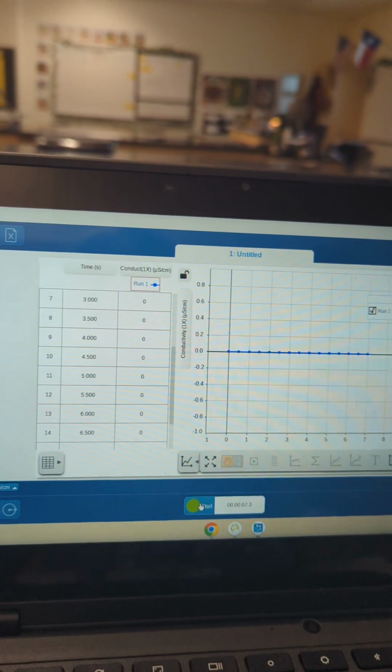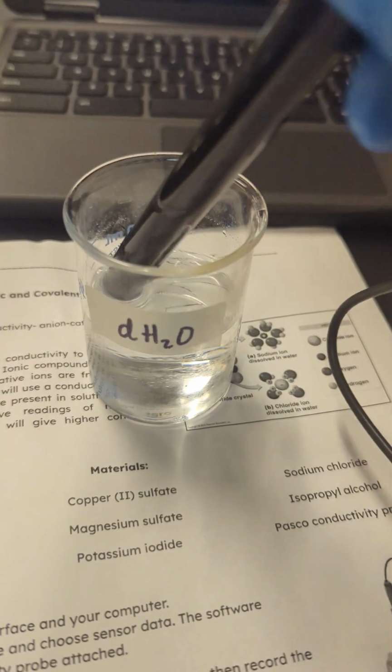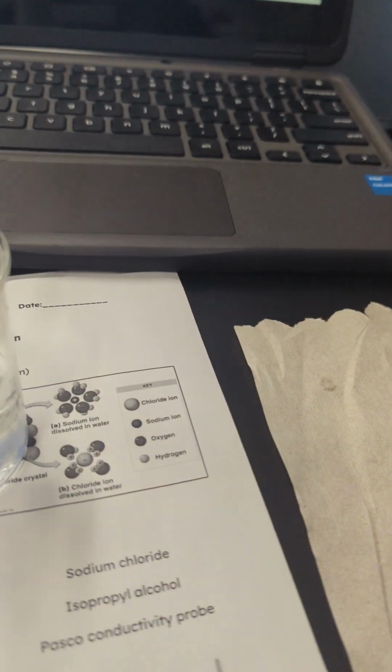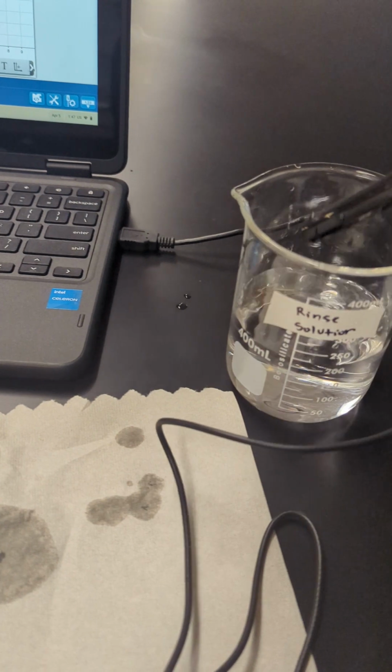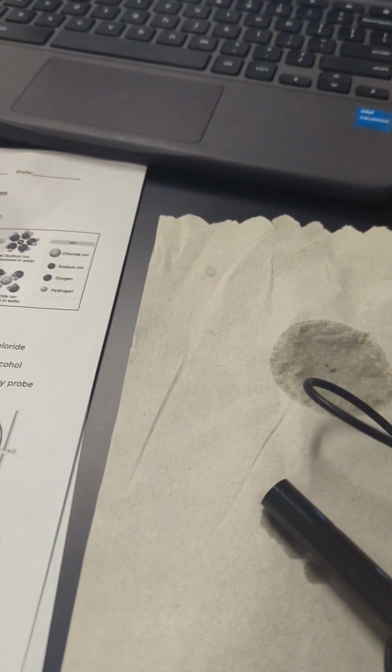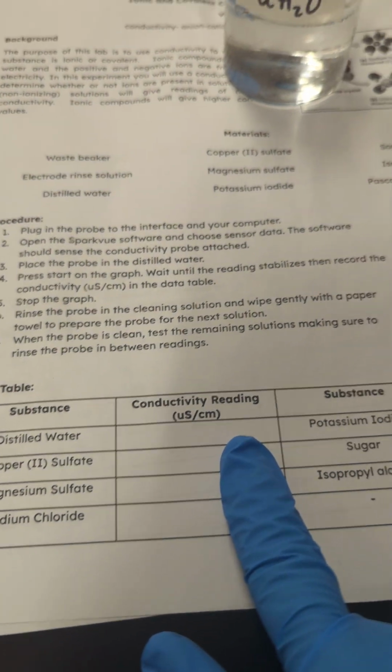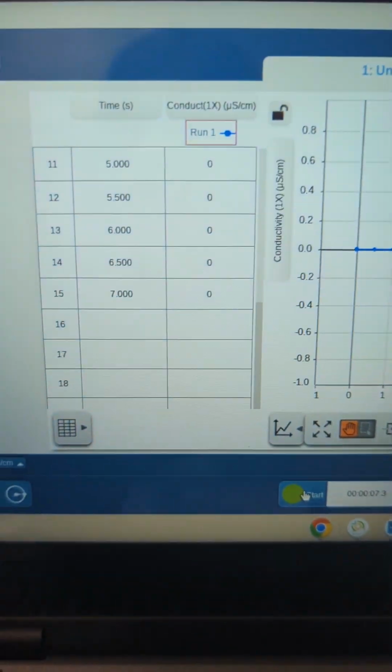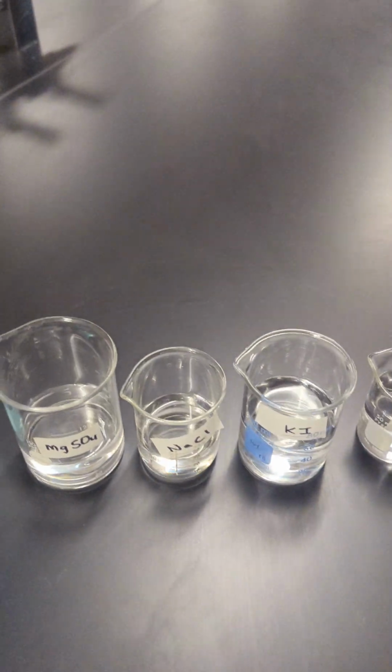Distilled water has had all of the ions removed from it. Tap water will have some minerals for your diet and health, but distilled water's had everything removed, so this is kind of our negative control. So down here we're going to write down 0 Siemens for distilled water. And let's test our other solutions.